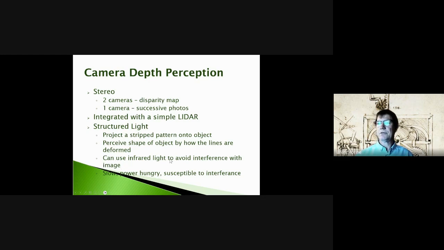You can use, let's say, infrared light to avoid interference with the core image, or just try to do it at a frame rate that's not perceptible to the human eye, so we're not seeing it, and it can be gated out of any other processing, right? Time gated. But this is kind of slow, power hungry, easily interfered with, whether maliciously or just by consequence.